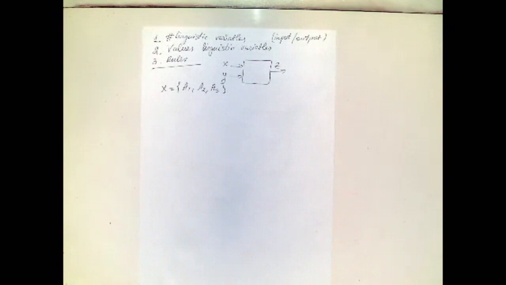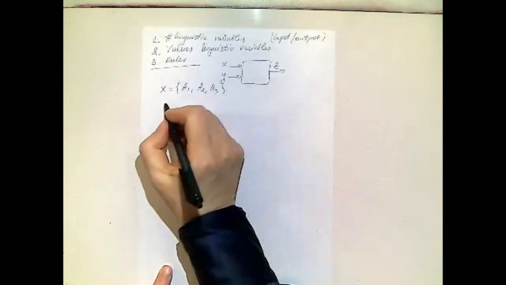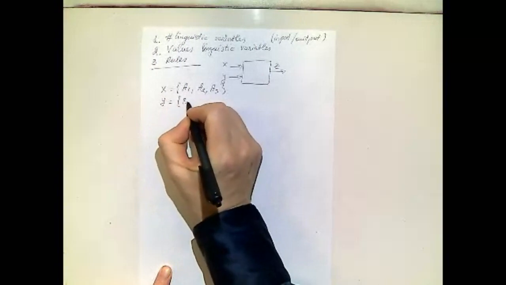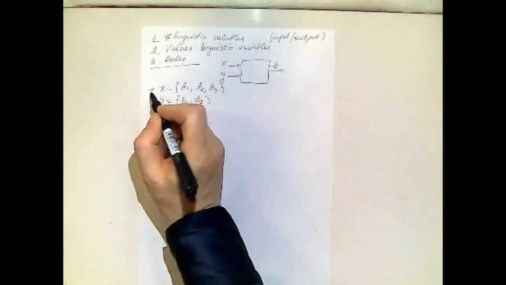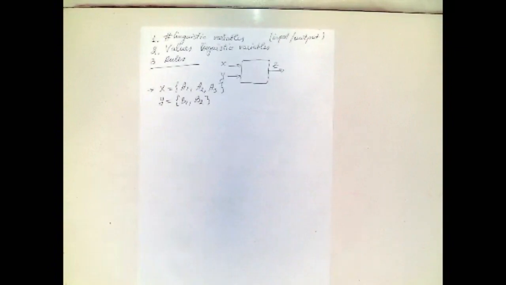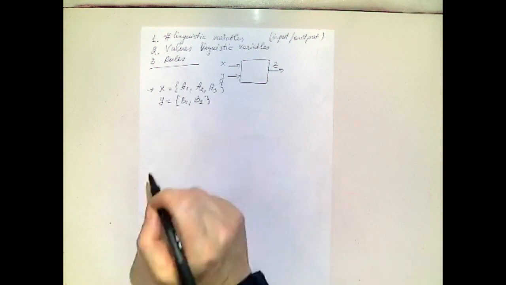It doesn't matter what it would be. It could be humidity, motor, anything else. And Y could be B1, B2. So now we know that we have 3 values of linguistic variable for the first, and we have 2 values of linguistic variable for the second. So this we take into account.